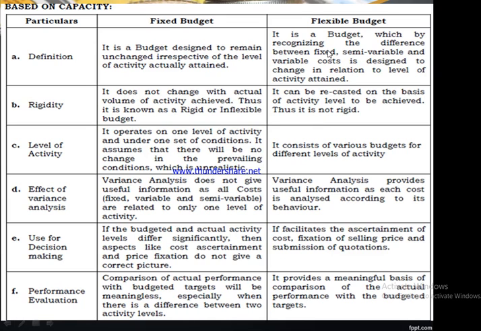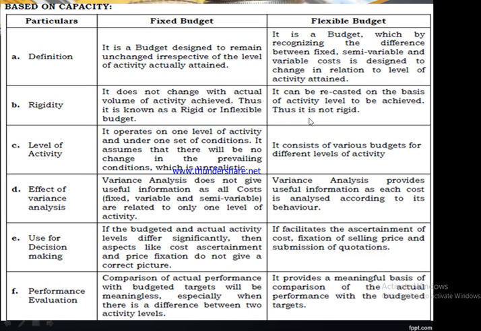On the other hand, from the flexible budget perspective, it is a budget which recognizes the difference between fixed, semi-variable and variable costs, and is designed to change in relation to the level of activity attained. Which means that when preparing a flexible budget, we first classify the costs into fixed cost, semi-variable cost and variable cost, and depending upon the level of activity, which costs are going to remain the same and how the other costs are going to behave. Based on that we formulate the budget.